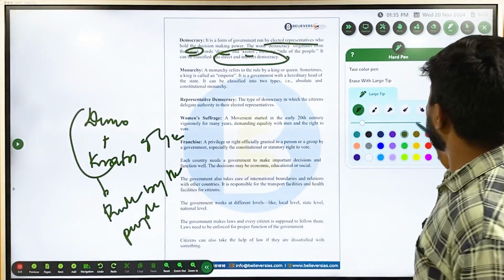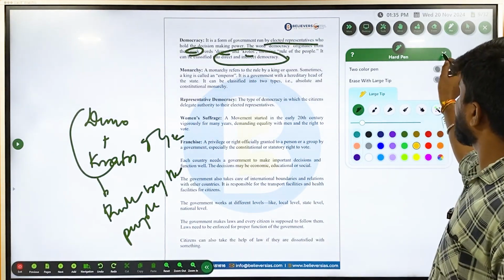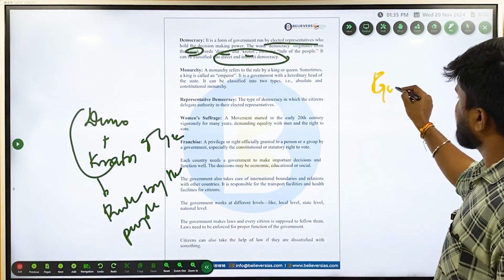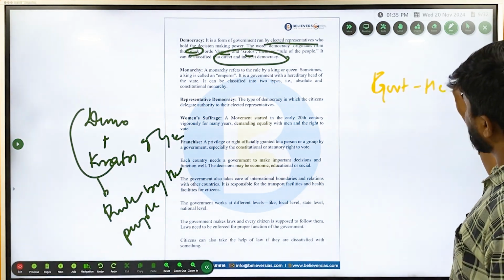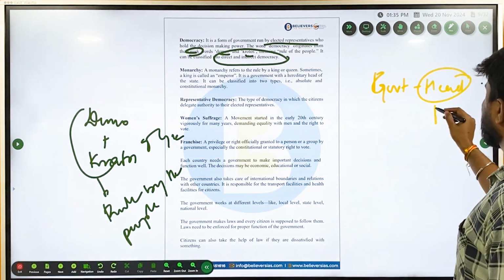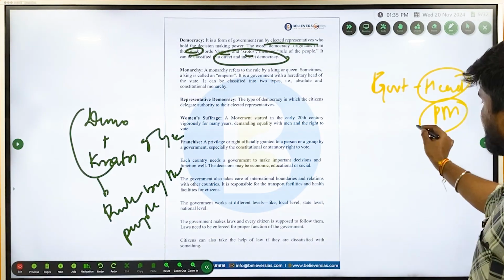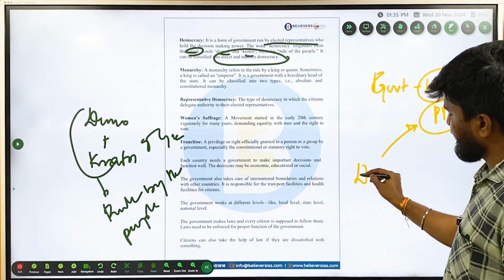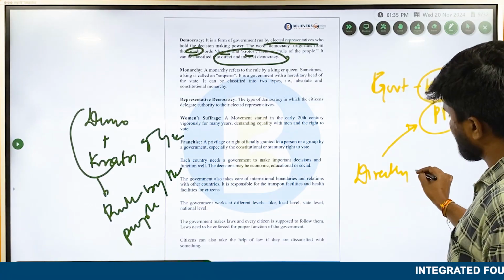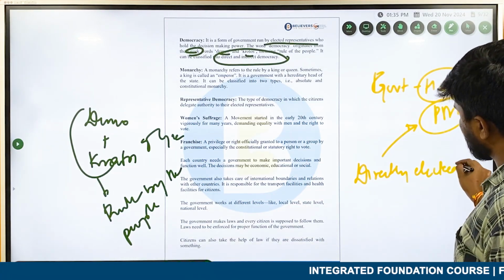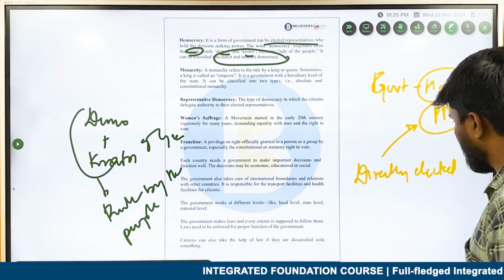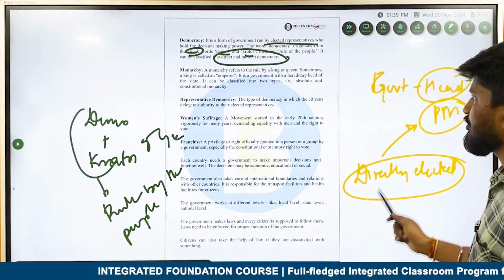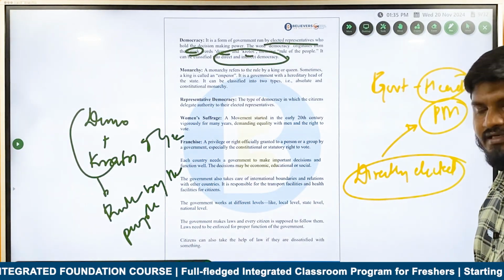Direct democracy. Okay, there is a government, there is a head. For example, this head is the prime minister. If this prime minister is directly elected by the people, if there is an election for prime minister and these people directly elect the prime minister, it is called a direct election or a direct democracy.